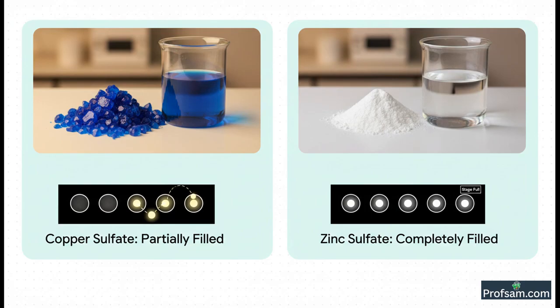Now for a very important example that actually proves our main idea. You might think that since zinc is in the D block, its compounds should be colored. But as you can see, zinc sulfate is colorless. Why is that? Compare it to copper sulfate, which is famously blue. The difference is simple. Copper has partially filled d orbitals, which allows its electrons to absorb certain colors of light, creating the blue color we see.